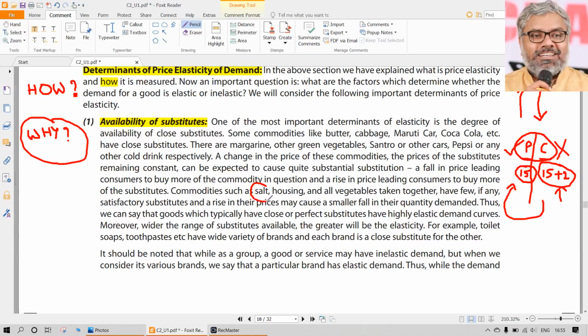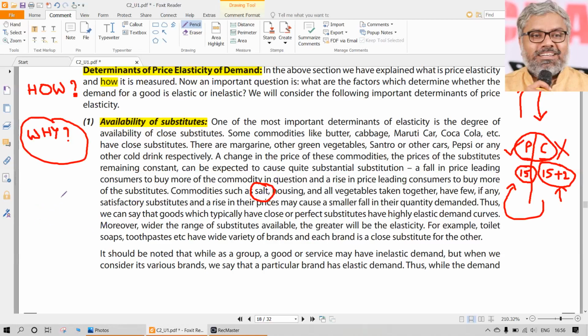So let us look at one of the very classic examples here. That is the best example you can say: salt. What is a substitute for salt? Is there any substitute for salt? No, sir. There is no substitute for salt. Salt means salt only. You have to use salt only. There is no option. So what does it mean? It means the price elasticity of demand of salt will be very low.